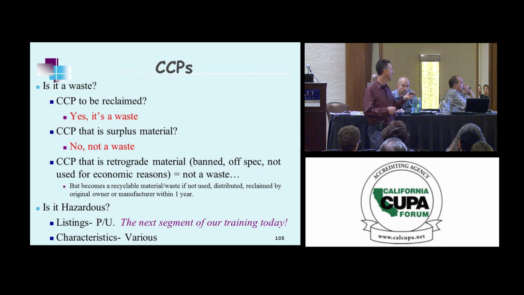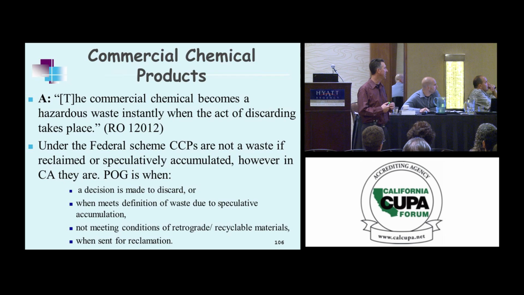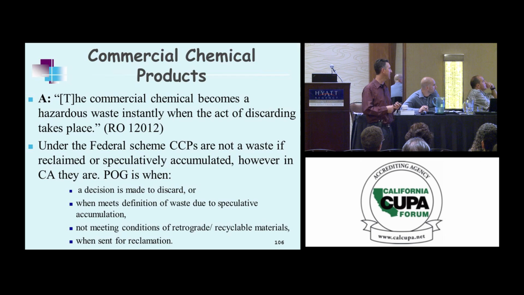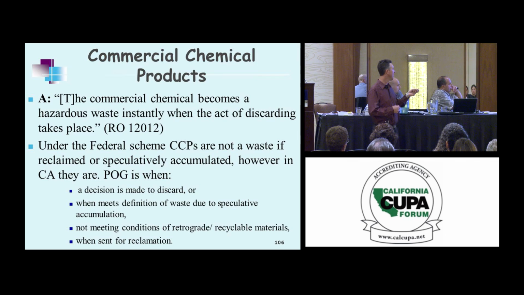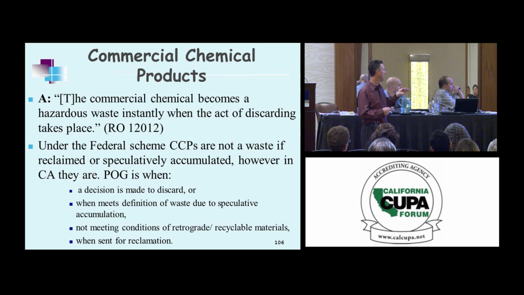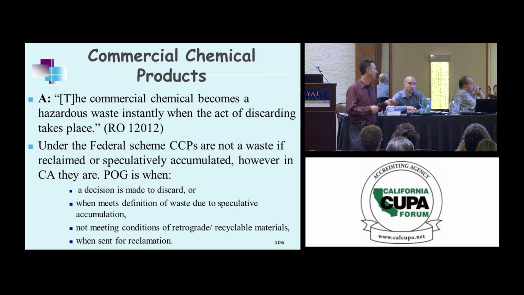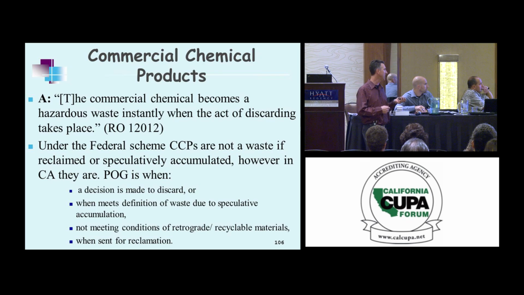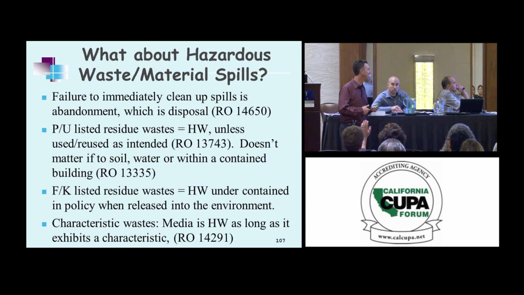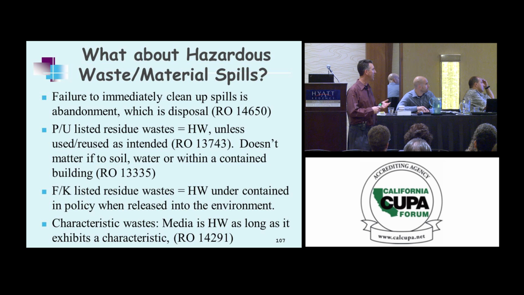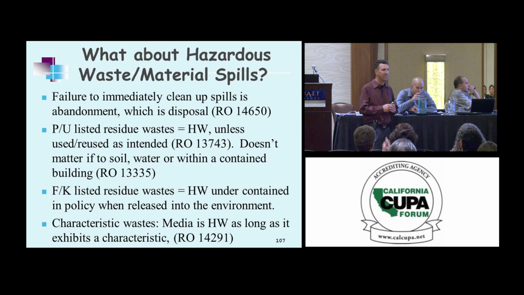All right. Is it hazardous? Here's what the feds say. The commercial chemical becomes a waste instantly when the act of discarding takes place. And then here are some examples of when a POG is. In summary, decisions made to discard it, when it meets the definition due to speculative accumulation, when you don't meet conditions of the retrograde recyclable materials, or when you send it for reclamation. Hazardous material spills can apply the same logic, but it gets very complex. I think there's almost a whole chapter on that in McCoy's book.